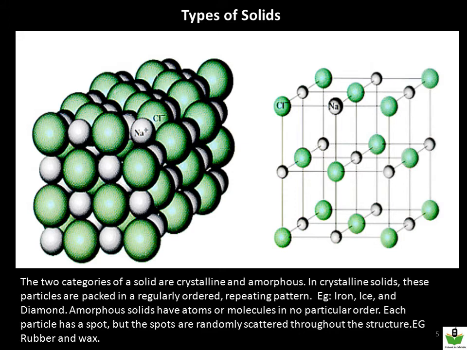In crystalline solids, the particles are packed in a regularly ordered, repeating pattern. Examples are diamond, iron, and ice. Amorphous solids have atoms or molecules in no particular order. Each particle has a spot, but the spots are randomly scattered throughout the structure. Examples are rubber and wax.